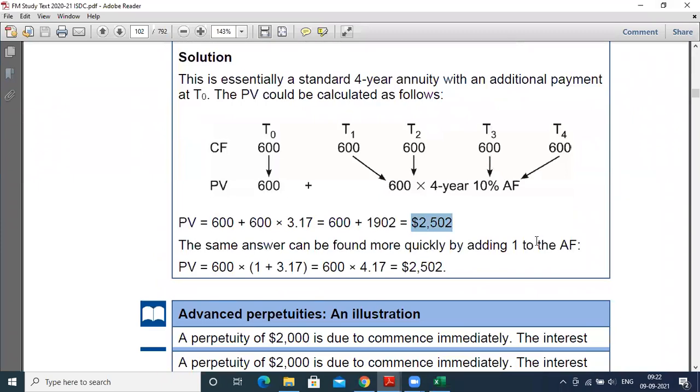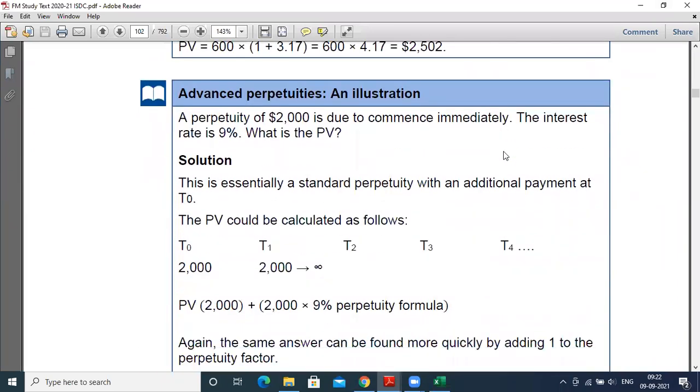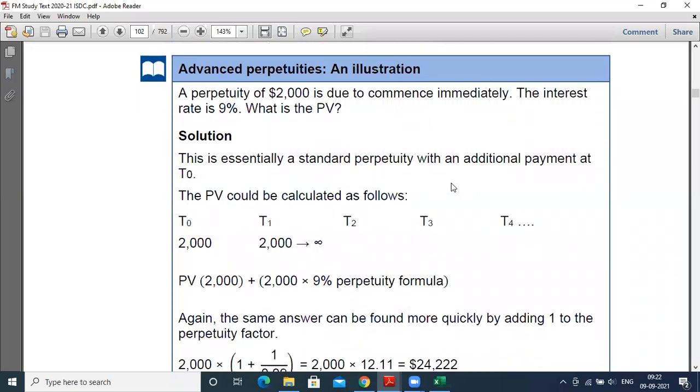Now, advanced perpetuity. A perpetual 2000 is due to commence immediately. The interest rate is 9%. What is the present value? So this is essentially a standard perpetuity with an additional payment at T0. In this case, advanced perpetuity means a down payment.